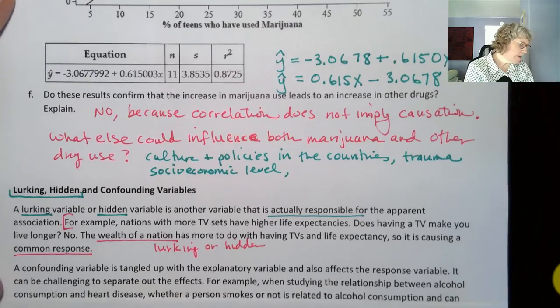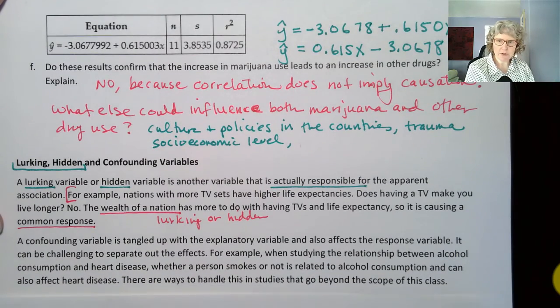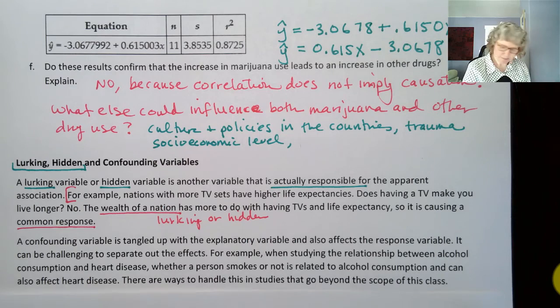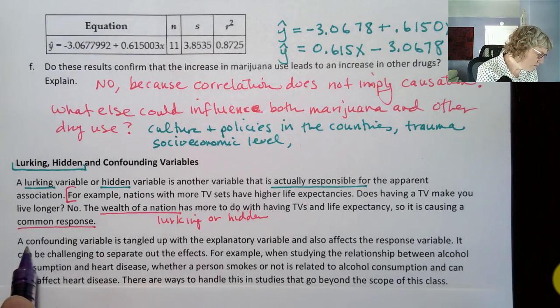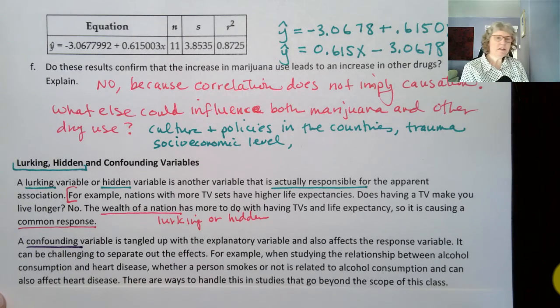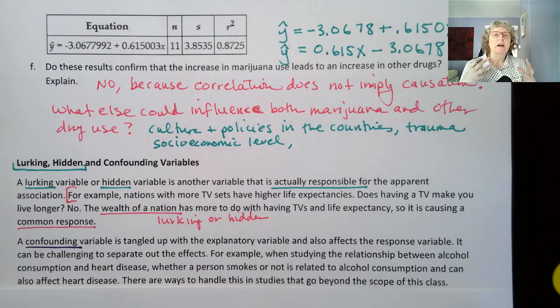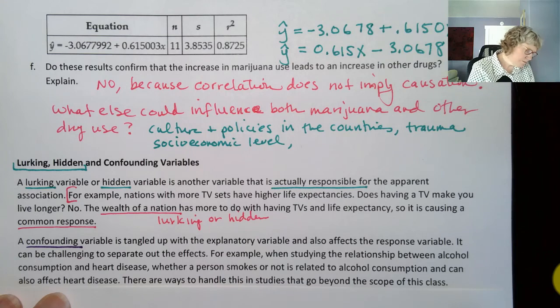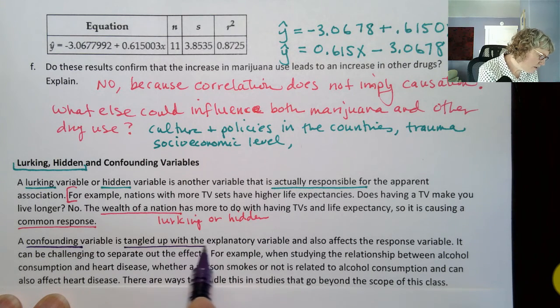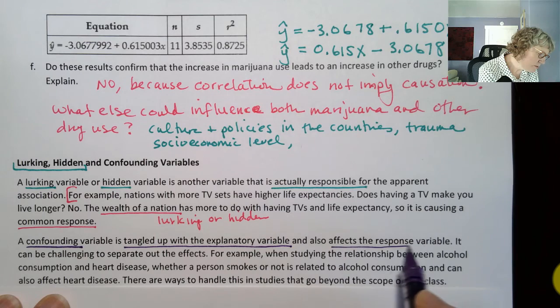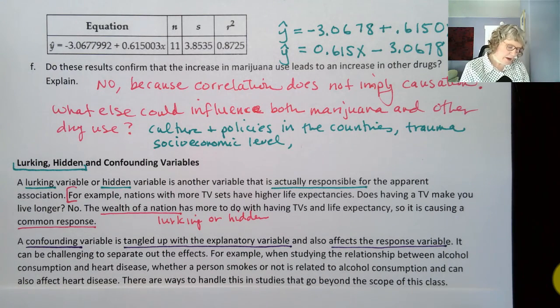Now, to me, confounding is different than that. Sometimes you hear these all used interchangeably, but I'm going to explain it this way. A confounding variable has a different meaning to me. It's like a variable that is tangled up with the explanatory variable, but it also affects the response variable. So you can't tease out or separate out which variable is responsible. Okay, so a confounding variable is tangled up with the explanatory variable, and it also affects the response. So you can't separate it out.